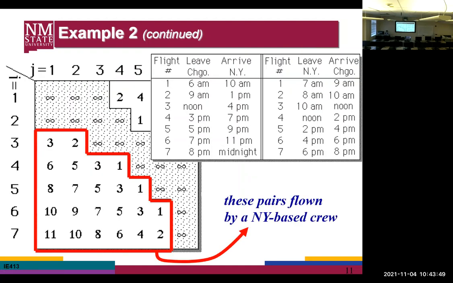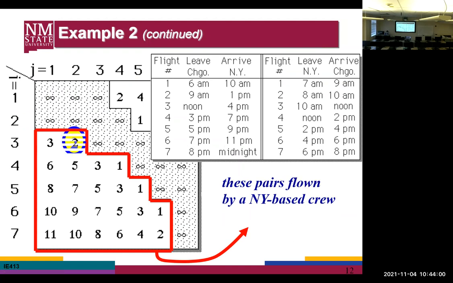And so, likewise, these are the pairs flown by a New York City-based crew. Okay. Then how do you get this layover time of 2 hours in this case? By the way, what would happen if this were the case of the Chicago-based crew, not the New York City-based crew?